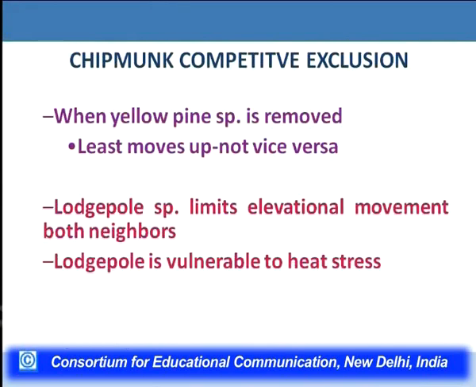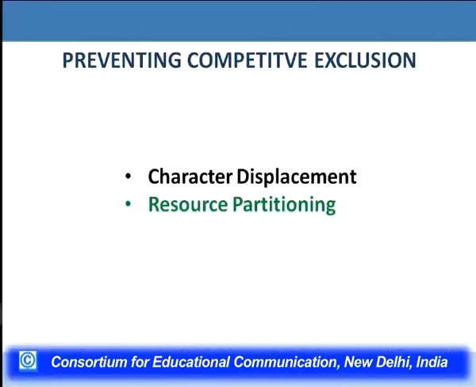Coming to one of the last parts of the lecture, which talks about resource-based competition. Before that, I'd just like to sum up that for species to prevent themselves from getting competitively excluded, they have to either go for character displacement, that is, make a change in the character which is causing the competition, or they go for resource partitioning, that is, division of resources among themselves.